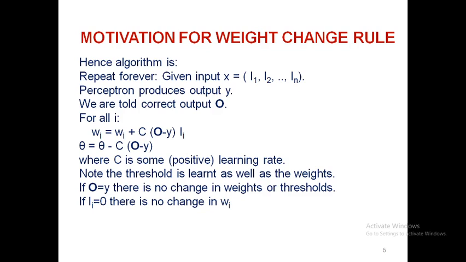Even if Ii is equal to 0, that is any one of the inputs, let us take i equal to 1 to n, like that we have taken, right? If I1 or I2 is equal to 0, then there is no change in the corresponding connection link weight, that is W1 or W2. So here when O is equal to y, there is no change in the weights, first case, and also for thresholds. And when input Ii is equal to 0, in that case also there is no change in the weights of the connection links.